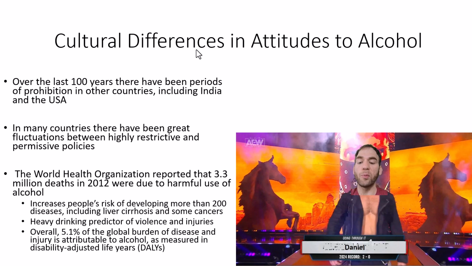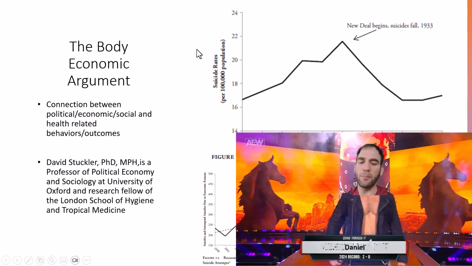Overall, 5.1% of the global burden of disease and injury is attributed to alcohol, as measured in disability-adjusted life years, that is, DALYs. All right, so just establishing a basic overview of the stakes here and of historical trends. We have obviously prohibition, which we'll talk about in the United States in this lecture, and at other times where alcohol laws are far more permissive, and obviously we have different laws across different countries. If you're in Europe, the laws typically are 18 years of age to drink. United States, 21 years of age. And then we have this global stat here, about 3 million deaths linked to harmful use of alcohol in 2012.